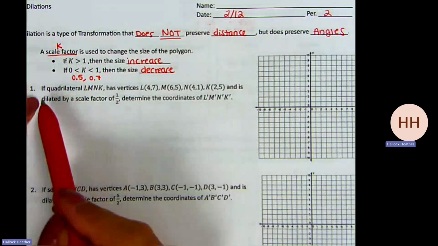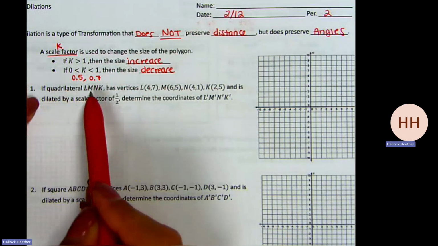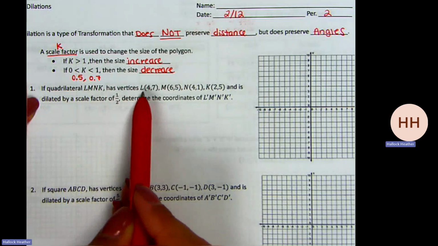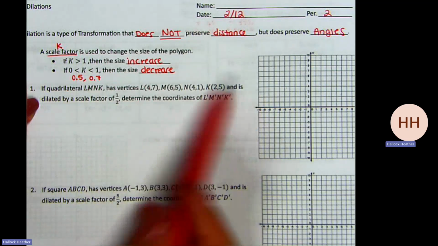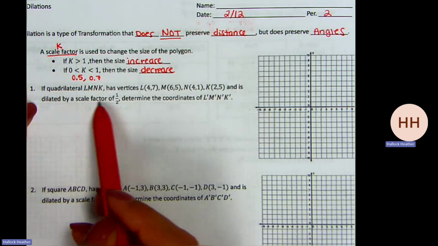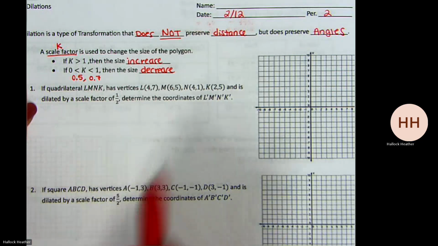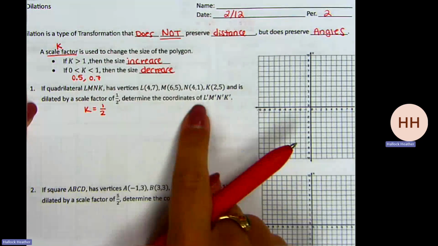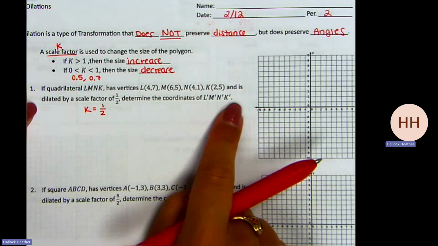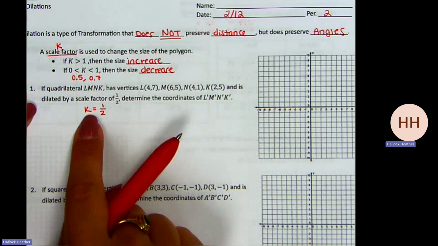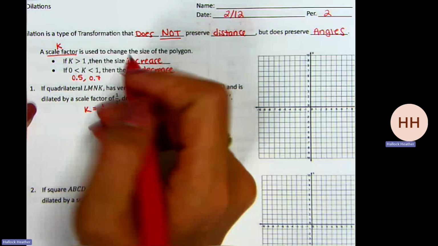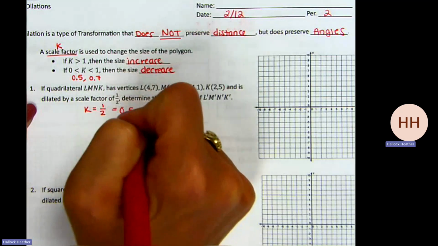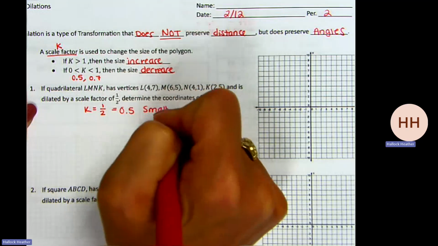So it says if quadrilateral LMNK has vertices L, and so on, and is dilated by a scale factor of 1/2, this is going to be my K. K is going to be 1/2. Determine the coordinates of L prime, M prime, N prime, and K prime. So let's start by determining, should my shape get smaller or bigger if my scale factor is 1/2? Smaller, because 1/2 is technically 0.5. So this is going to get smaller.